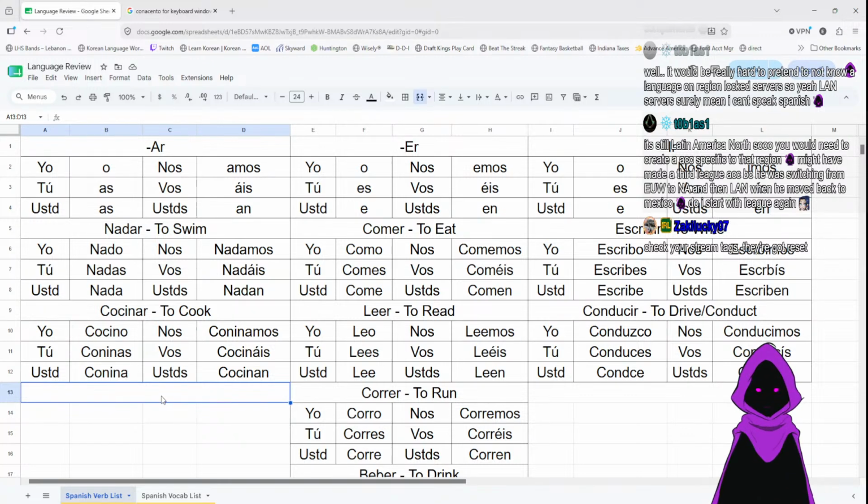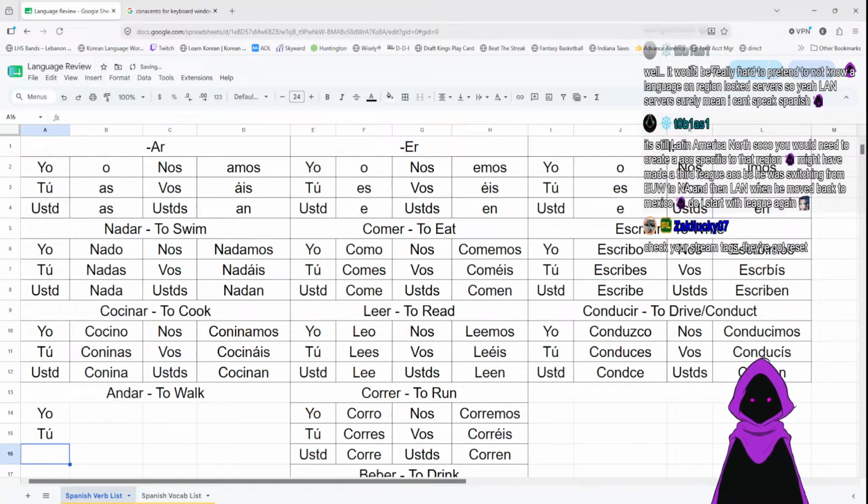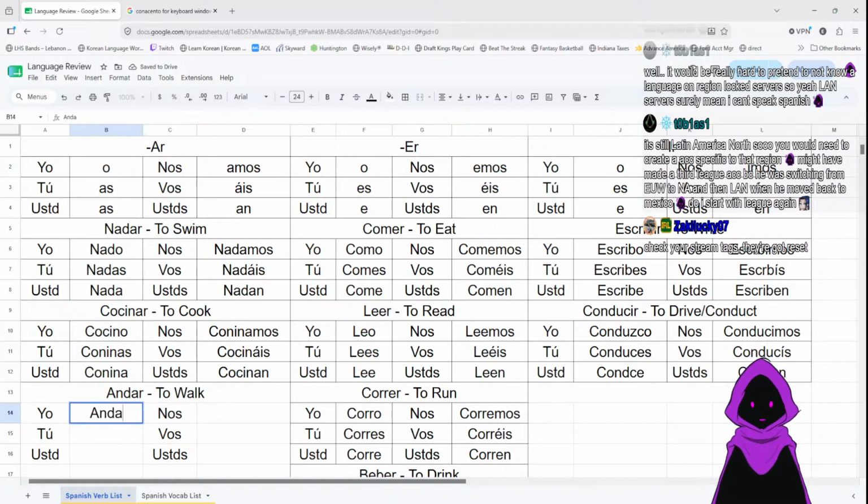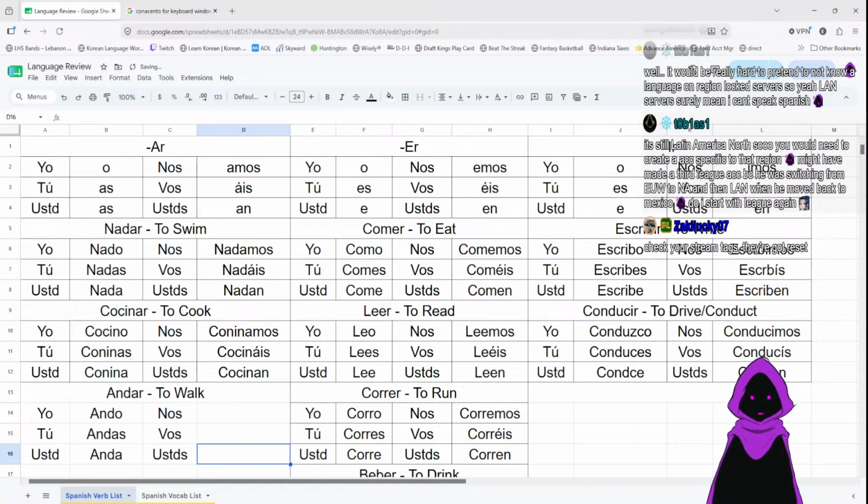Where was I? Alright. Verbs are verbs. We were on andar, which is to walk. We have ando for I walk. Andas for you walk. Anda for he, she walks. Andamos, we walk.